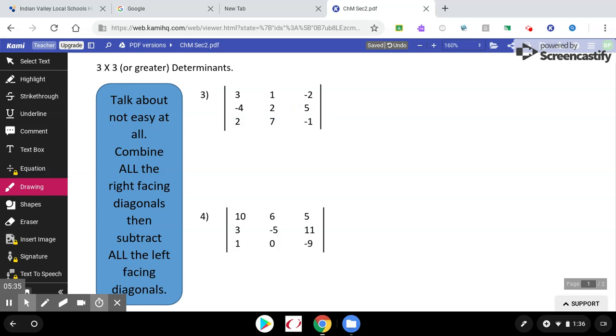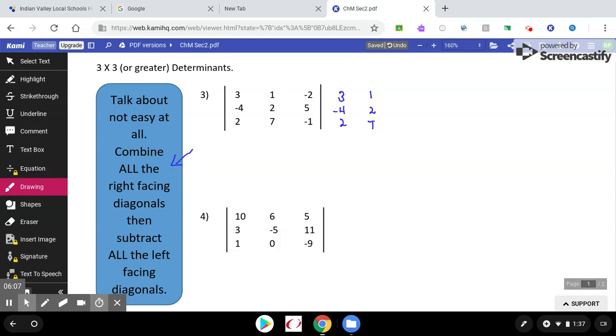So to me, the best way to go is this. What you want to do is rewrite the first 2 columns. So there's that first column. And 1, 2, 7, there's the second column. Now I actually have 3 diagonals. So over here in the box, it tells you what to do, which is that you're going to have to add up all the diagonals that go right, all the diagonals that go left, and then subtract them like we did in the previous 2 problems.